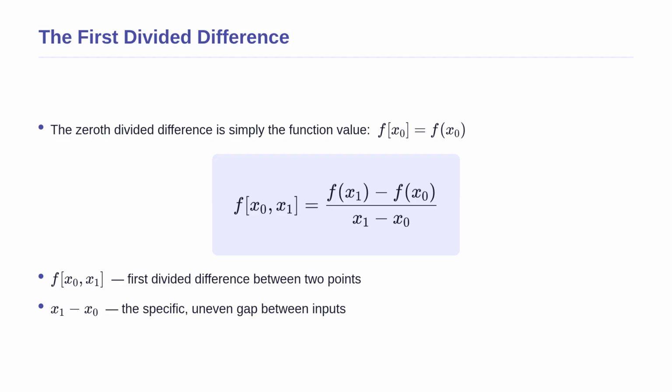Now that we understand the goal, let us look at the mathematical building blocks. We start with the zeroth divided difference, which is simply the raw output value at a given point. From there, we calculate the first divided difference. Conceptually, this is just the standard slope formula from basic algebra. The numerator represents the change in the output values, while the denominator represents the specific uneven gap between the input values. If the gap between inputs increases, the rate of change adjusts accordingly. This gives us the exact slope for that specific interval, forming the foundation for our polynomial.